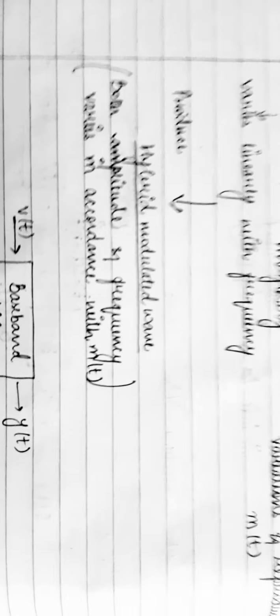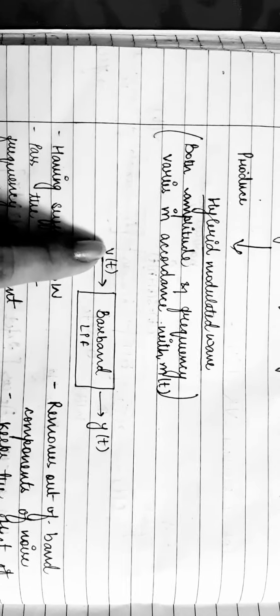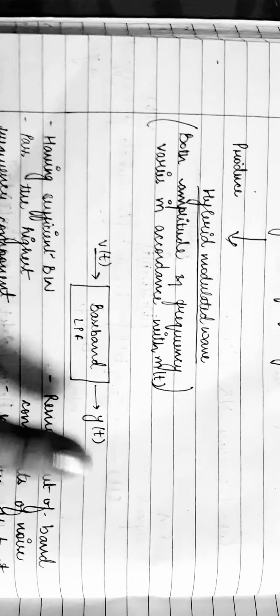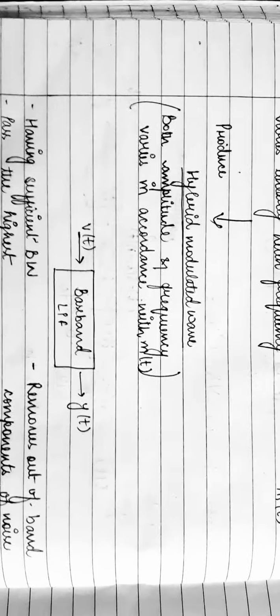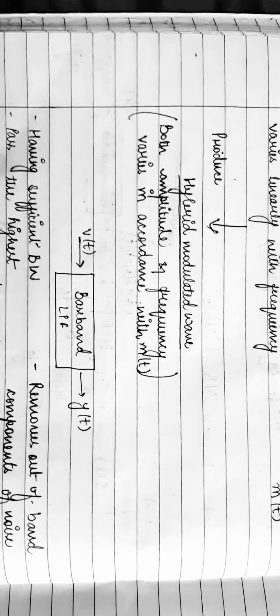After that it passes through your baseband LPF, where v(t) is the input, and we get the output y(t). It has sufficient bandwidth to pass the highest frequency component of your message signal, so it removes the out-of-band component of noise and keeps the effect of output noise minimum.